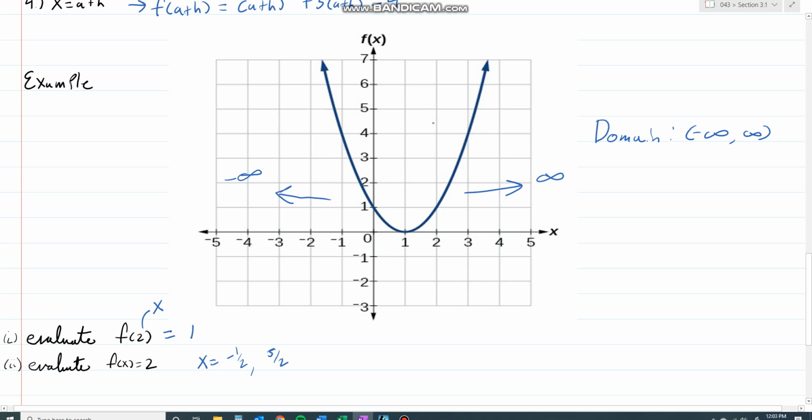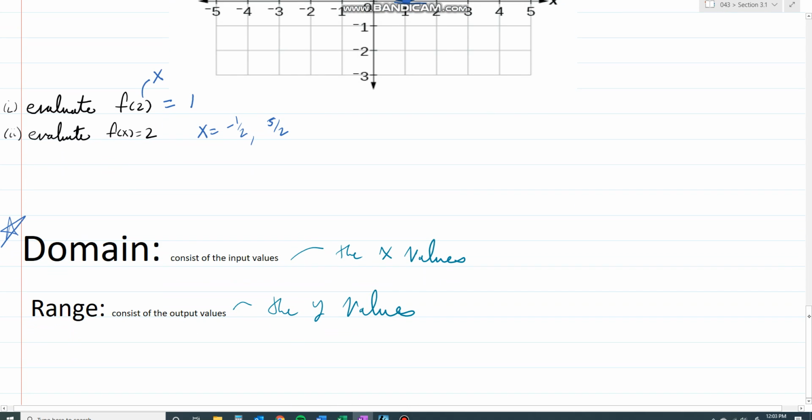So these are the x values. Now what about the y values? That's where the range comes from. The range is the y values. And it does have a stopping point. It hits y equals 0 right here, and then it goes up on both sides. So I would say 0, including 0, to infinity for the range. We're using interval notation to describe that. So again, the range is the y values, and the domain is the x values. We're going to really focus on the domain in this class.